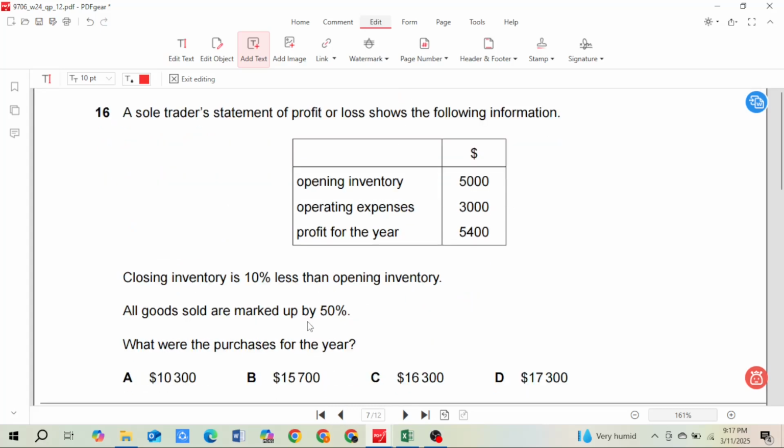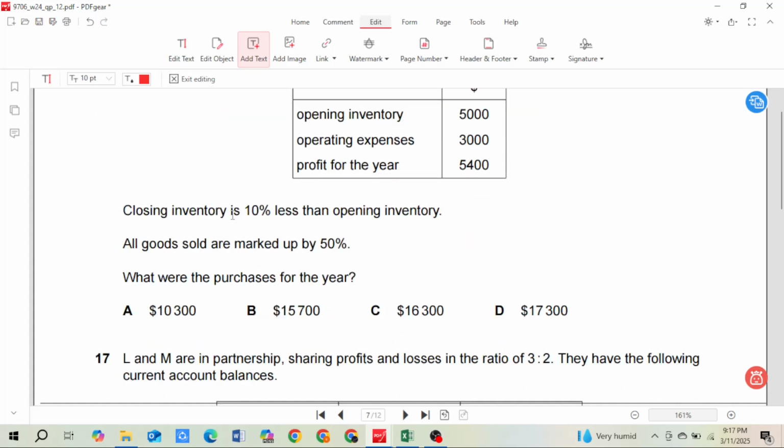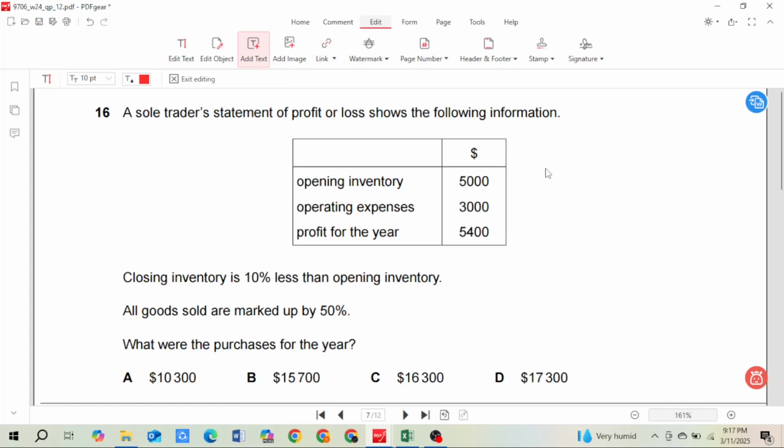16. A sole trader's statement of profit and loss shows the following information: opening inventory, operating expense, profit for the year, and then closing inventory is 10% lesser than the opening inventory. All goods are sold at a markup of 50%. What were the purchases for the year? Now I'll give you a brief format here.